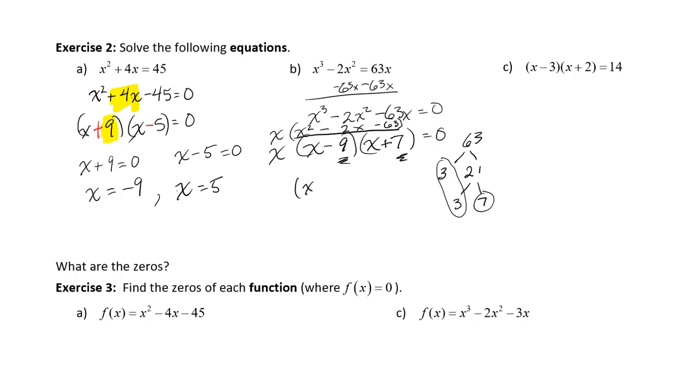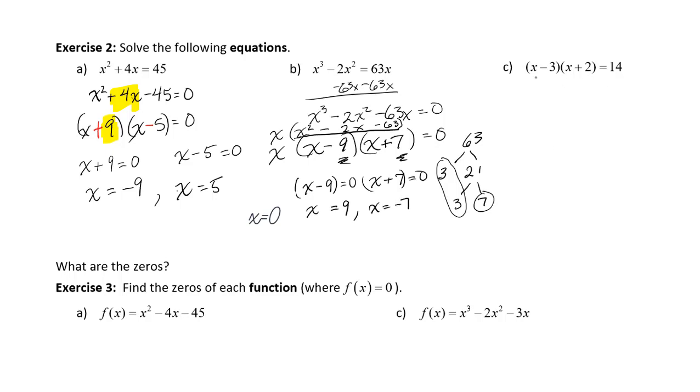Now I'm going to take my factors and set them equal to 0, and then I'm going to solve for x. x equals 9 and x equals negative 7.